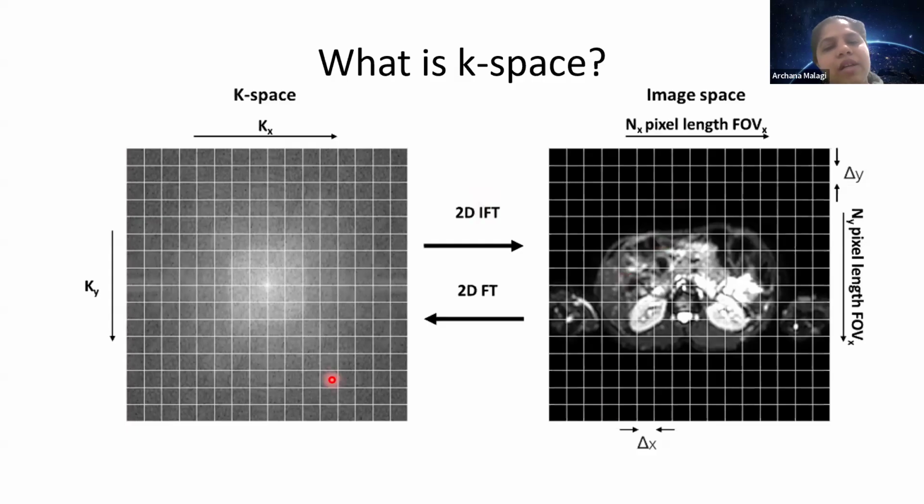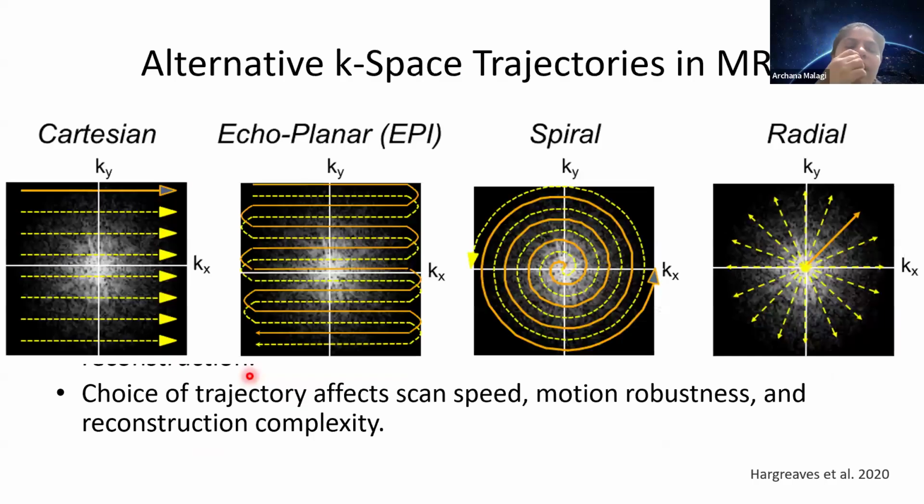And if you want to get the K space again, then you need to do Fourier transform of this image, and then you get the K space. So how do we get this K space data? You cannot just get the K space in one go. So what we do is there are different ways to acquire the K space.